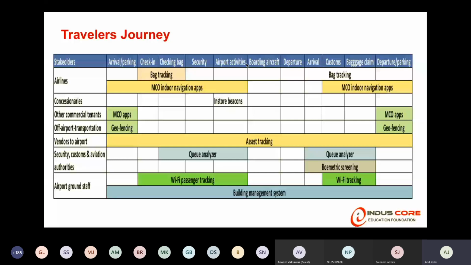Then another thing is lining up ground staff. If you know that the aircraft is coming with this many passengers, you can align your ground staff to meet that requirement. And this is also another way of tracking the information which is available in the aircraft.